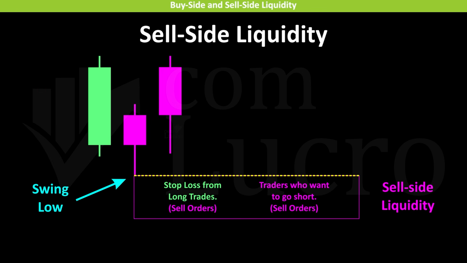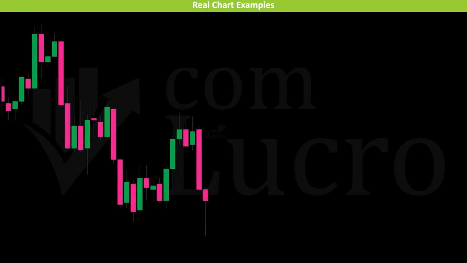Below a swing low, there is a large concentration of sell stop orders. These orders come from traders who are long and must sell to exit their positions, as well as from traders who want to enter short positions if price moves below the low. In ICT terms, this area is defined as sell-side liquidity. The identification of buy-side and sell-side liquidity levels is an important component of the ICT method and helps explain how price moves and where reactions are more likely to occur. Let's now move to a real price chart and look at practical examples of buy-side and sell-side liquidity.